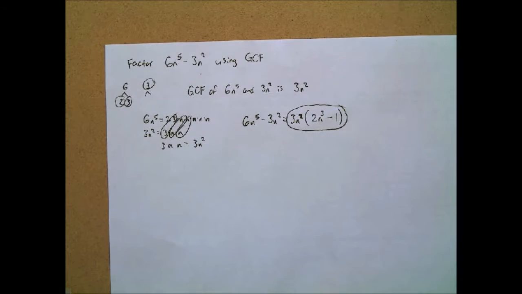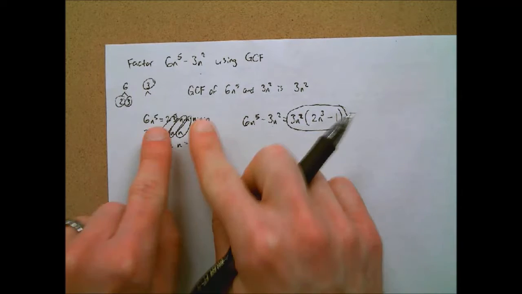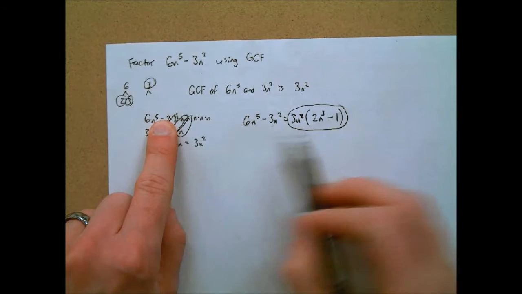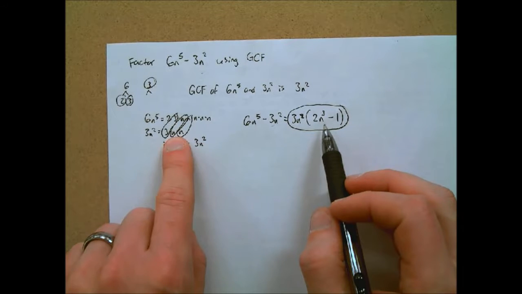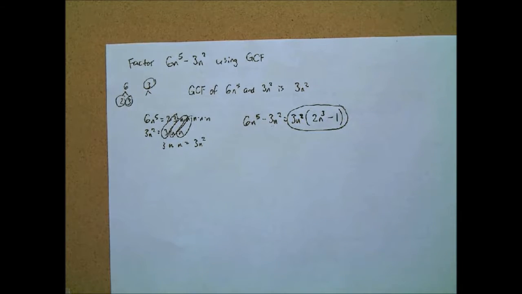Okay? You can also see it here, right? There's the 2 n to the 3rd. And then here, everything was factored out, so a 1 was left behind. There we just leave a 1. So there it is using GCF. There's factoring using GCF.